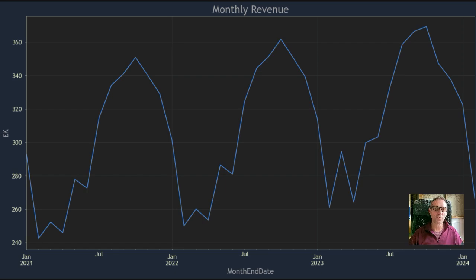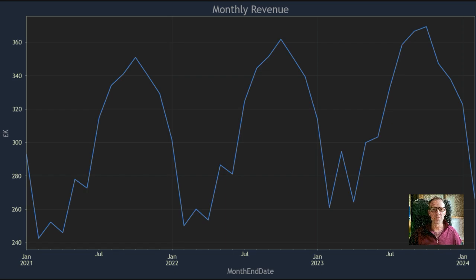Probably 3 years as a minimum, perhaps more if you have it. And then you just plot this number on a simple line graph over the whole time period. And we call this a time series graph, as you can see. Just this simple step of visualizing the data makes a difference straight away.